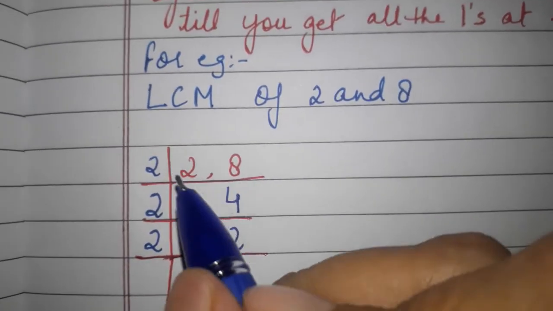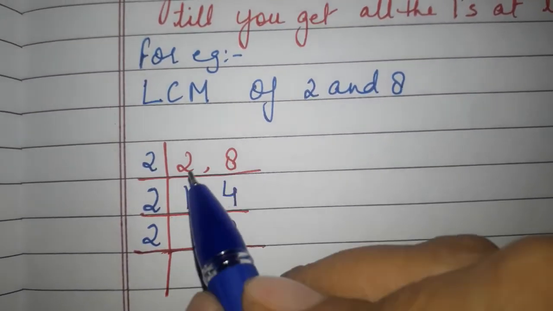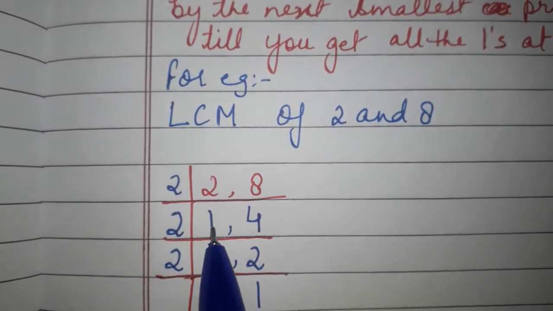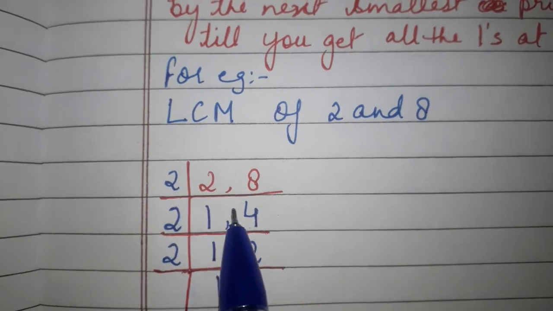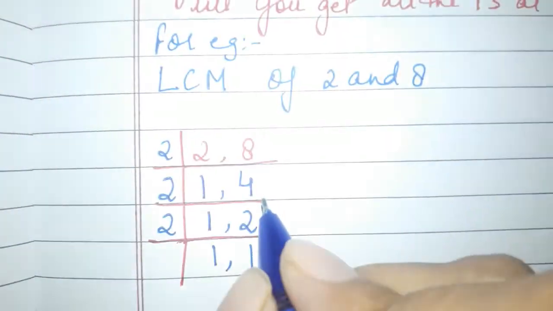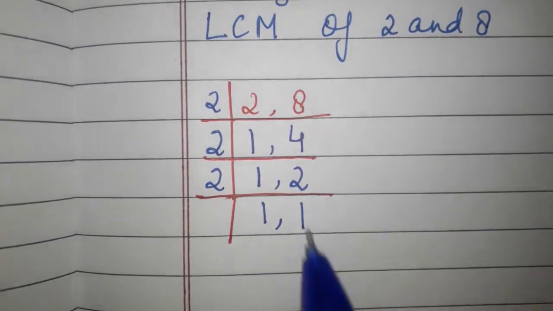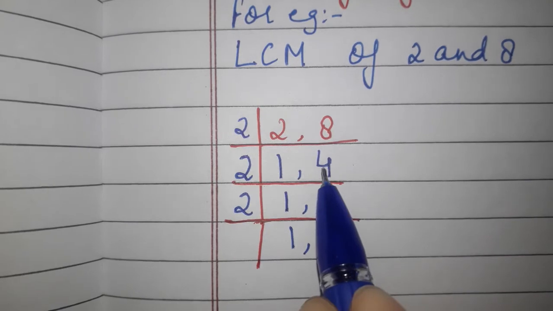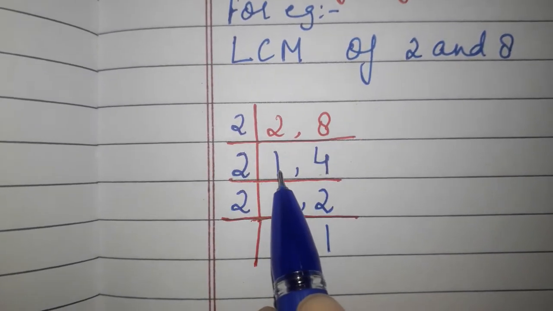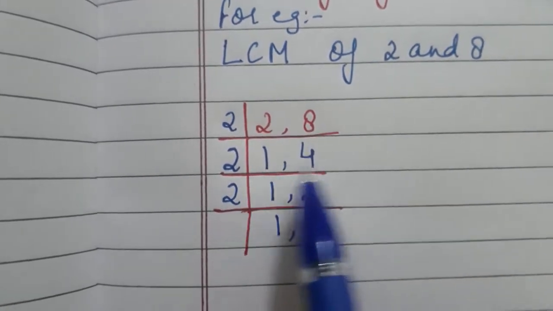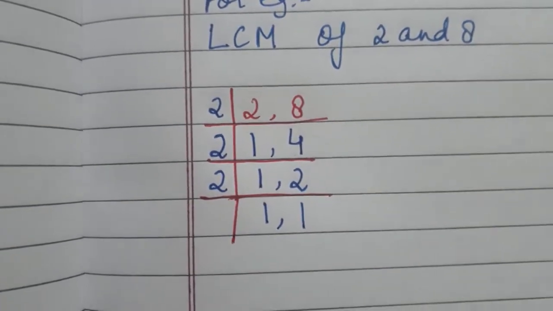Can you see this? 2 and 8. So 2 and 8 we divided both together. We got 1, 2 ones are 2 and 2 4s are 8. So now we got 4, and in the next line we have got 1, but there is only one 1. We want all the ones at last. So what are we going to do?